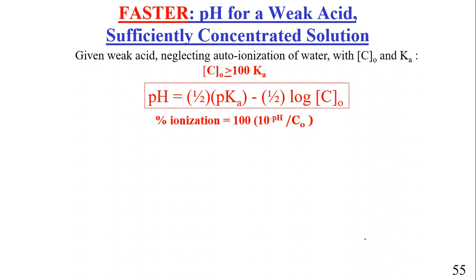Always, it's always faster, right away. Whenever we can neglect autoionization of water, C0 is greater than 100 Ka, and you say pH is a half pKa minus half log C0, and the percent ionization can also be found directly. Remember, if I want the H plus concentration, I can get it from the pH. H plus concentration is 10 to the minus pH, and that's the X. So 10 to the minus pH, that's X, divided by C0 times 100 is my percent ionization.